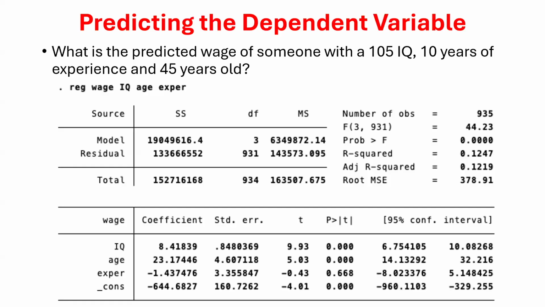So I'm now thinking about if I wanted to come up with a predicted wage for someone who has a 105 IQ, their age is 45, they have 10 years of experience. All I would do is look at that regression output and start to plug in all the estimates that I had for these coefficients. Now, this is where to be careful. Some coefficients will be negative, right? The relationship between experience and wage here starts to get negative. This is kind of weird, right?